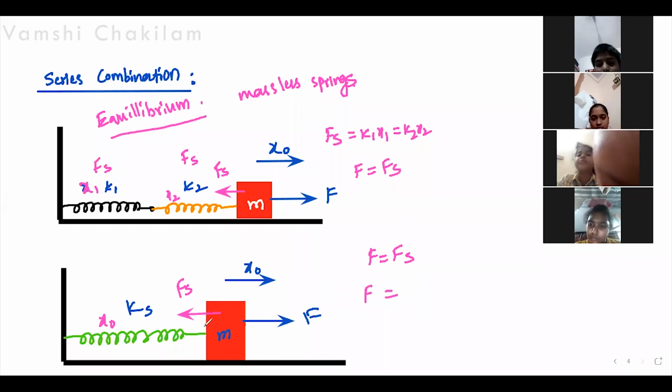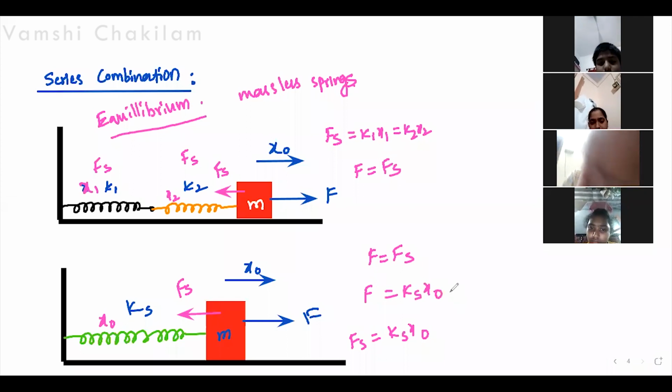F is equal to Fs. Here, what is Fs? Ks x naught. Yes or no? Yes, sir. Ks x naught. Right or wrong? Right, sir. Got the point?